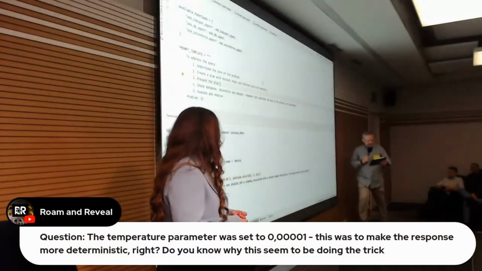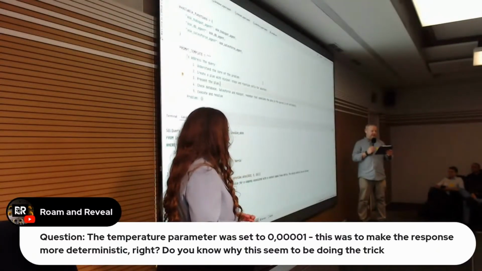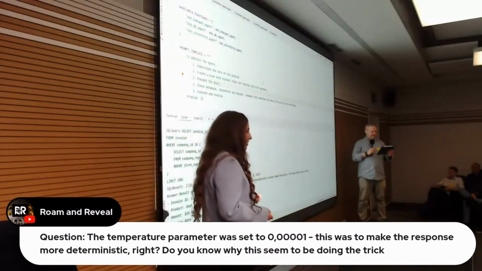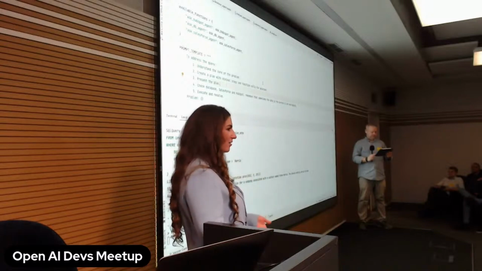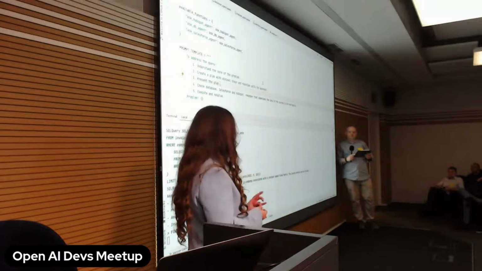Just one last question from online. Was the temperature parameter set so low to make the response more deterministic? Yes, exactly. In this particular use case, I don't want my model to be very creative. I'm not summarizing, I'm not writing any stories. I just want to get the data from the sources and give straightforward answers.